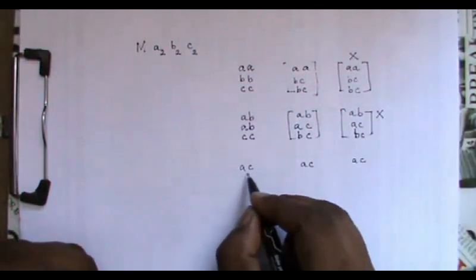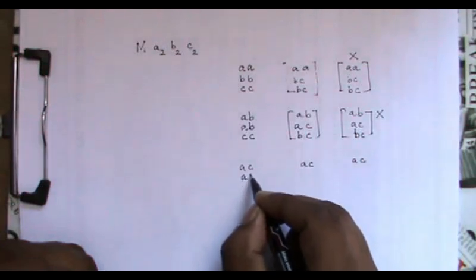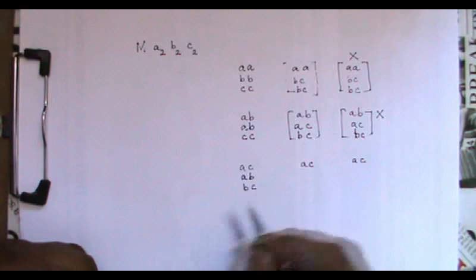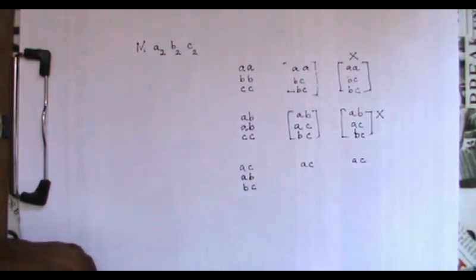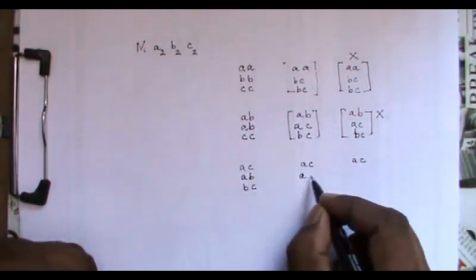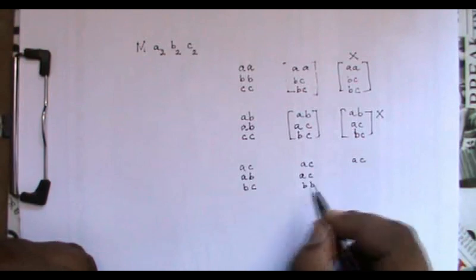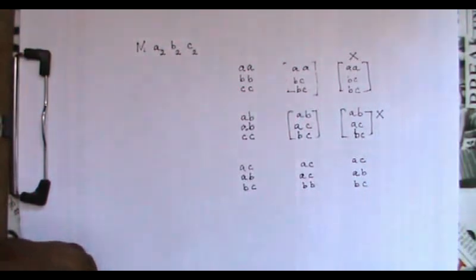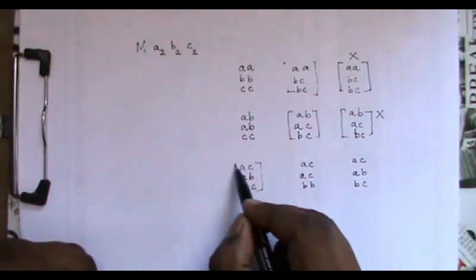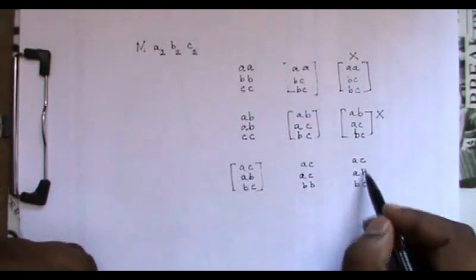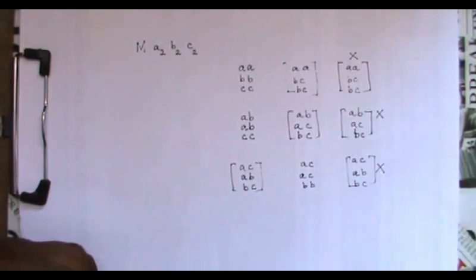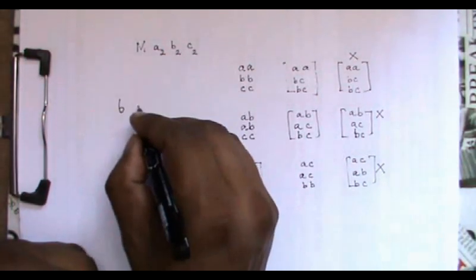In this case, we are left with A, B, B and C. The other possibilities are here, these two are same. AC, AB, BC, AC, AB, BC. These two are same. So I can neglect one. So totally I have got 6 possibilities.